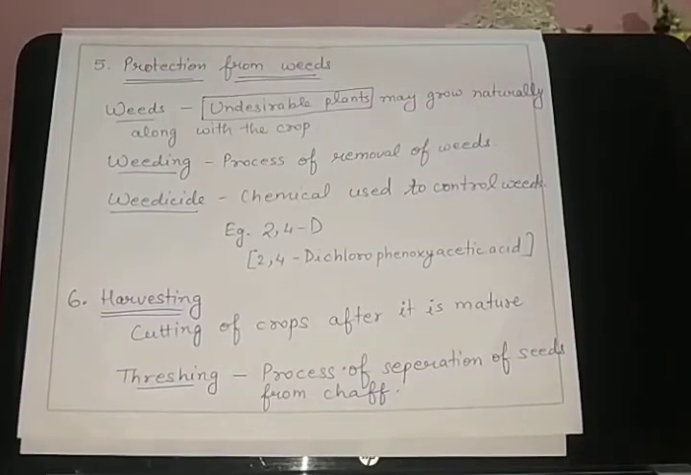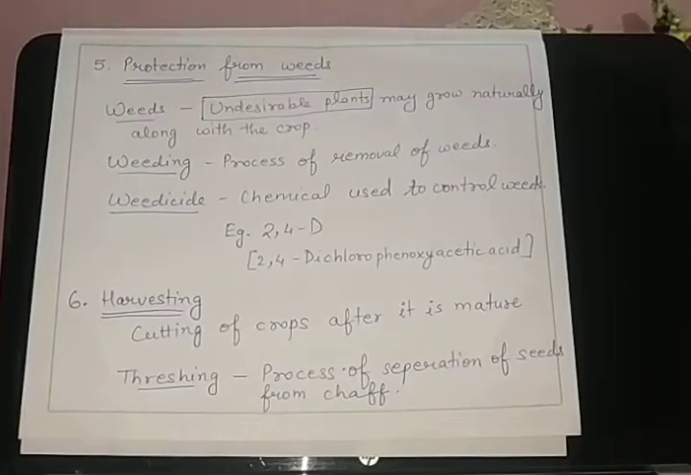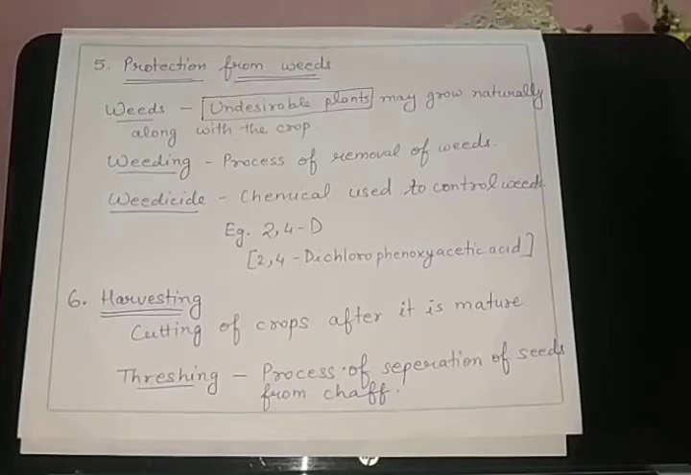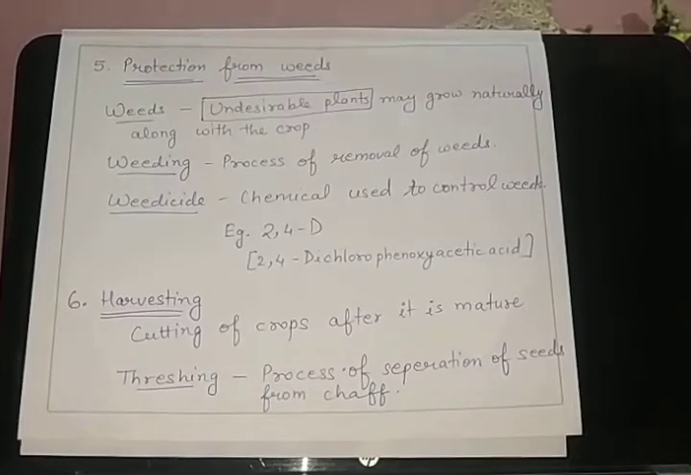That chemical that is used is called weedicide. Weed, I have told you, means the unwanted plant, and cide means to kill. So the chemical used to kill the weeds is called weedicide. One example of a very widely used weedicide is 2,4-D. The full form of 2,4-D is 2,4-dichlorophenoxyacetic acid, one of the widely used weedicides.